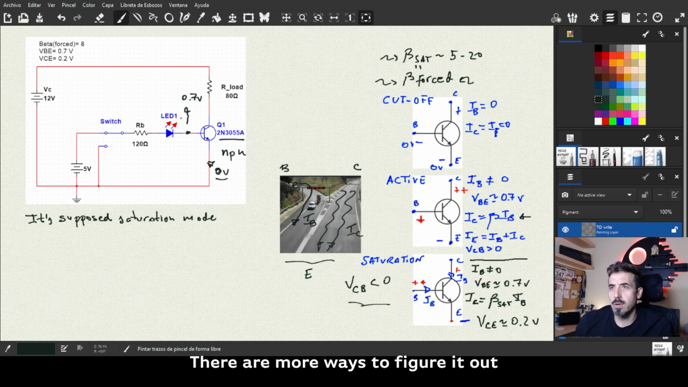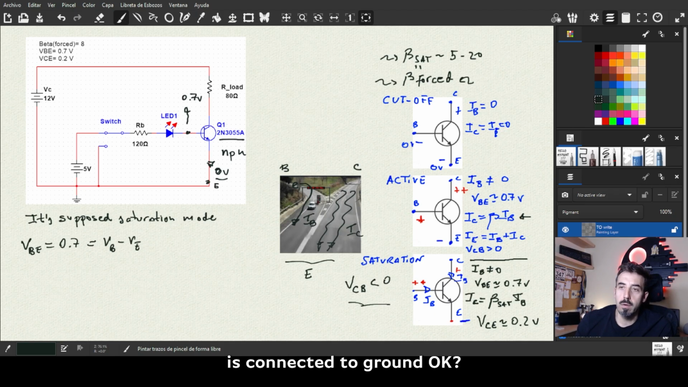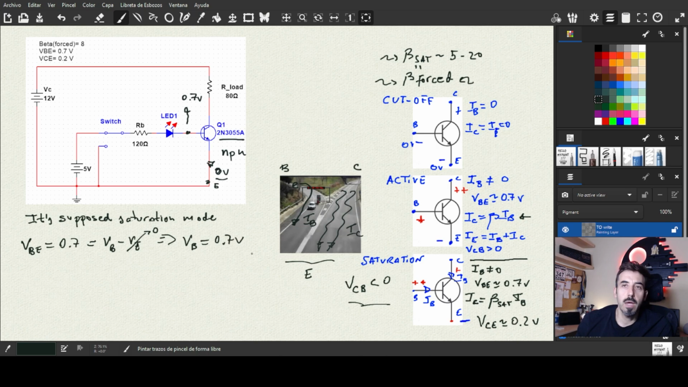There are more ways to figure out the voltage at the base. Another one is voltage base emitter. We know that this is 0.7, but at the same time, voltage base emitter is voltage at the base less voltage at the emitter. But look, this is the emitter, and the emitter is connected to ground, so that term is going to be cancelled. Finally, voltage at the base is 0.7, okay?